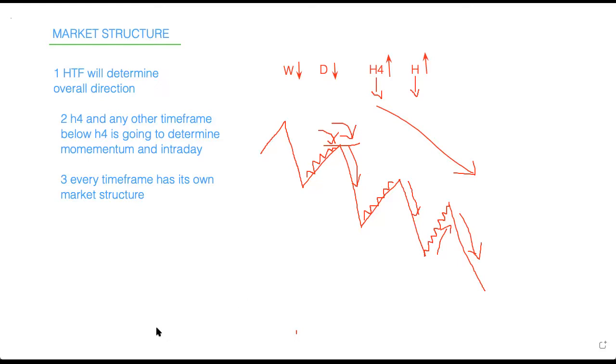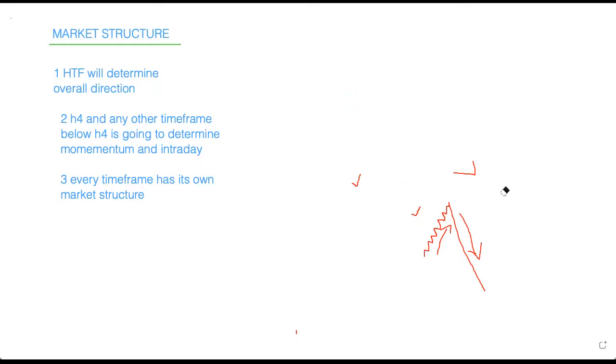Okay. So it's always good to see your trades from a bigger time frame, and then you break them down to smaller time frames. For example, here, let's say we can have a weekly, right? And your weekly will be looking like this.